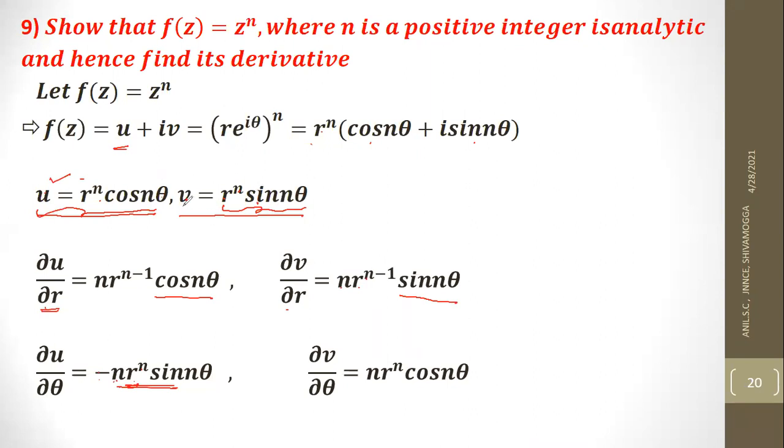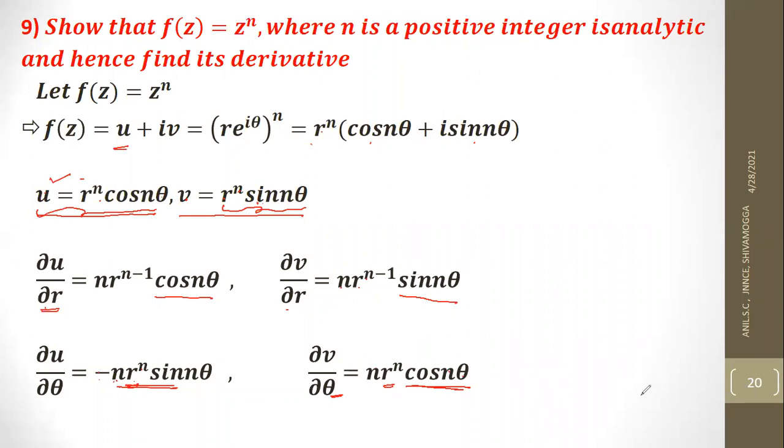Again differentiate this partially with respect to theta. Derivative of v is denoted by del v by del theta. That means r power n must be treated as constant, so keep it as this, r power n. Derivative of sin n theta with respect to theta is cos n theta. And derivative of n theta with respect to theta is n. Therefore, n into r power n cos n theta.